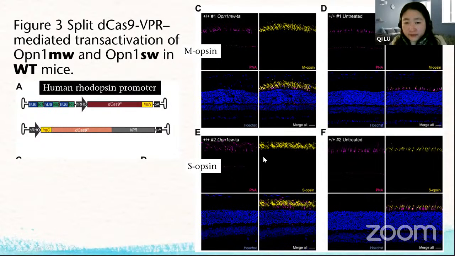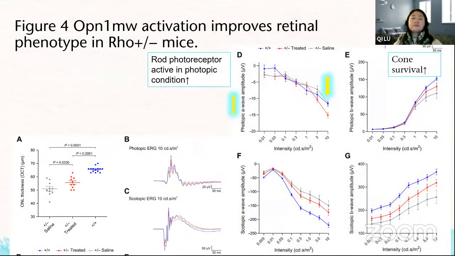And in figures E and F, they use another sequence, the short-wavelength opsin, S-opsin expression. We can see it looks like this, and it can also be increased by this dCAS9-VPR system. So it demonstrates that in wild-type mice this system works, and the cone proteins are expressed in the rod photoreceptor outer segment.